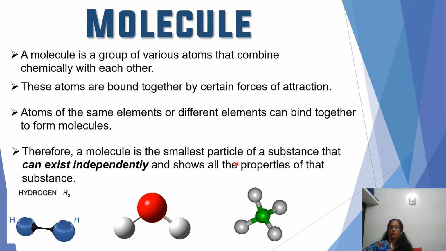Therefore, a molecule is the smallest particle of a substance that can exist independently and shows all the properties of that substance. The same definition you studied for an atom, but what is the difference? Atoms cannot exist independently. An atom is the smallest particle of a substance that cannot exist independently, but shows all the properties of that substance. So an atom also shows all the properties, but has no existence. So for getting existence, they combine with each other to form the molecule. Now that molecule has existence, or stability. Got it, children?